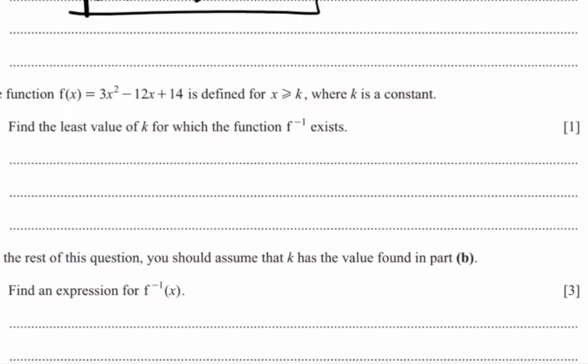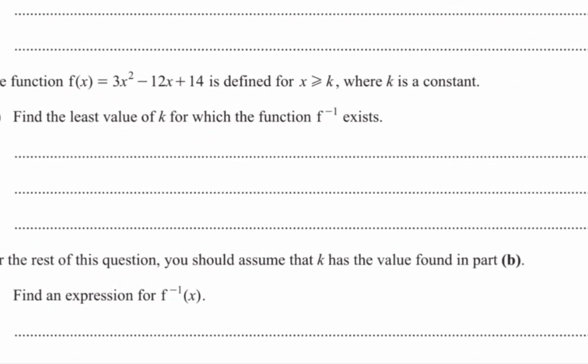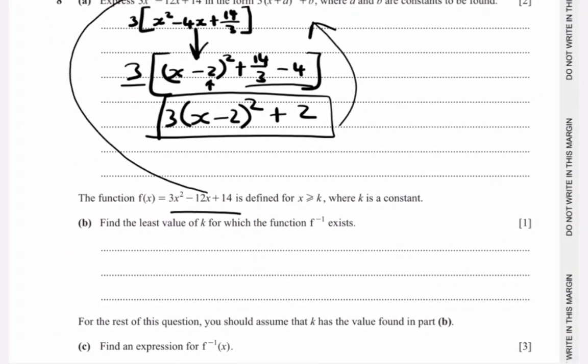And for part B, we are told the function f of x is this, which is what we were dealing with in part A, for x being greater than or equal to k, where k is a constant, meaning k is just a number. And for part B, the question is, find the least value of k for which the inverse of f of x exists. So we're looking for the least value of k for which the inverse exists.